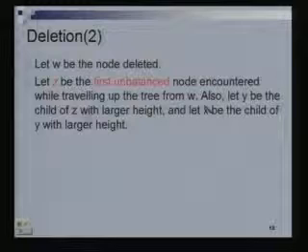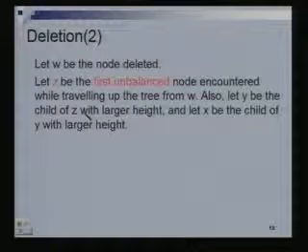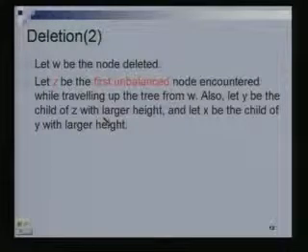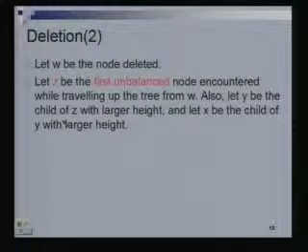Now Y is not the child of Z on the path to W, but we are defining Y as the child of Z with larger height, and X is the child of Y with larger height. Okay.